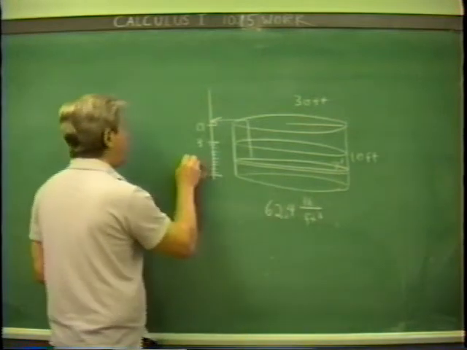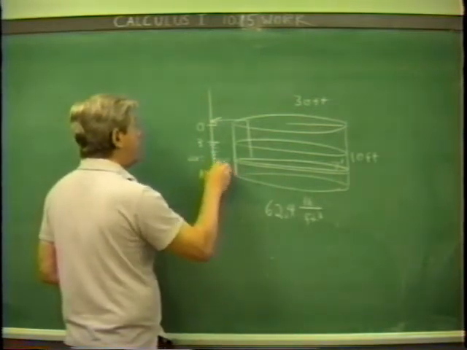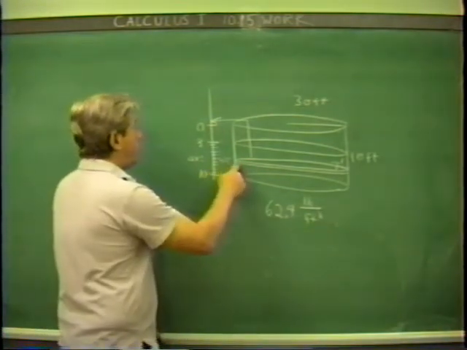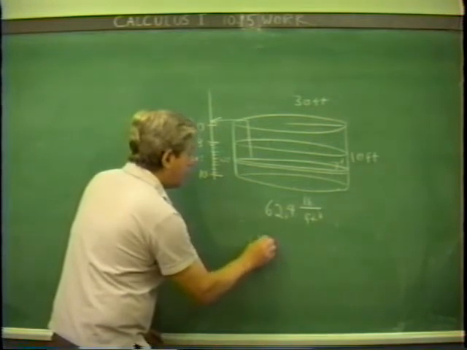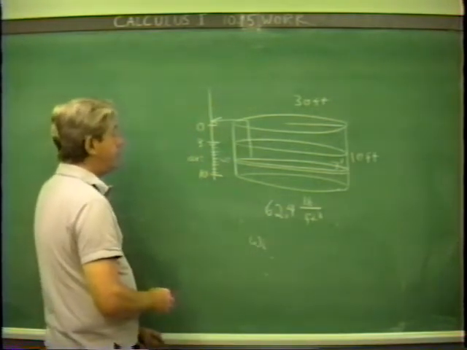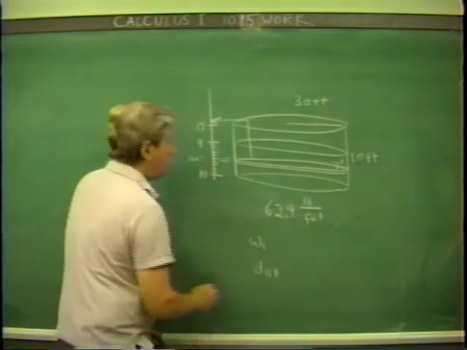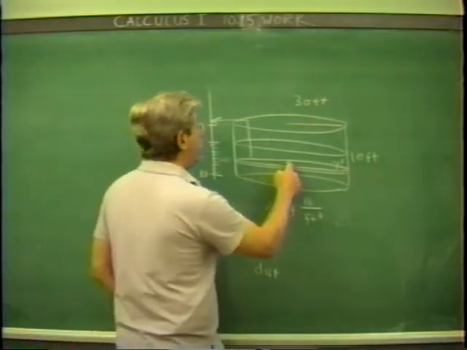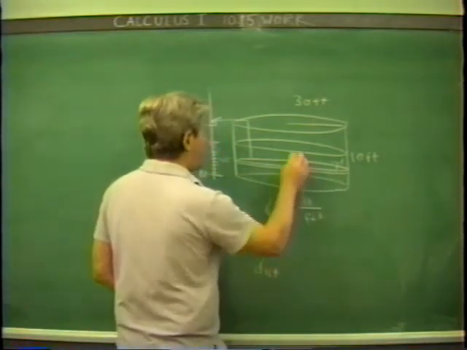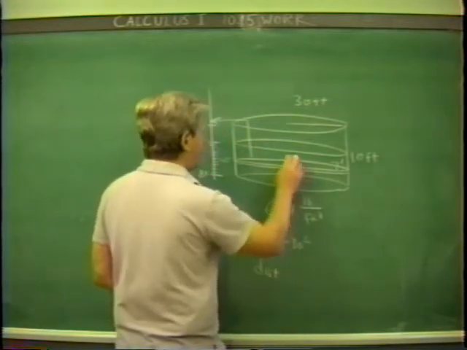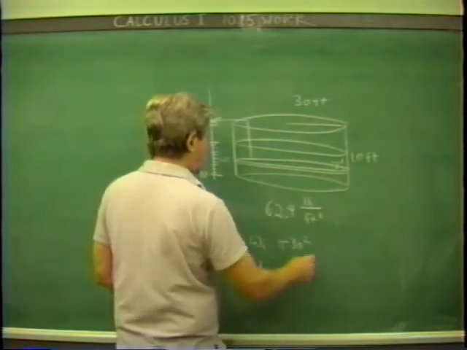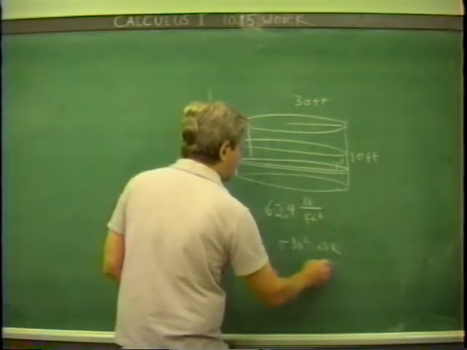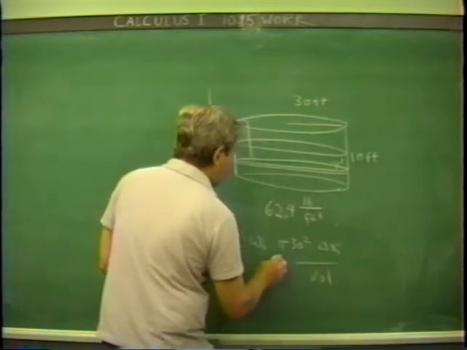Right? With each element in the partition here, we're going to get a little slab of water. If this is delta xi, and wi is in the interval between xi minus 1 and xi, then this little slab of water is going to have to be lifted the distance wi. So this is the distance. The weight of the water is going to be pi times 30 squared, pi r squared, times the thickness. This is going to be the volume of the water.